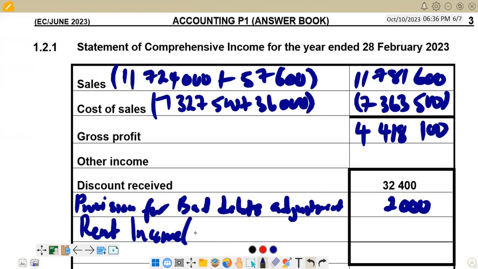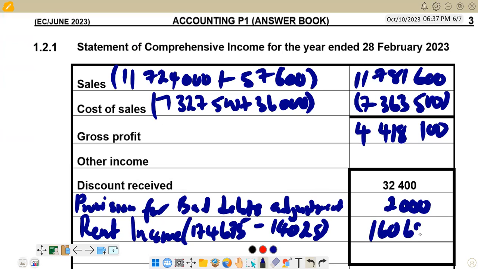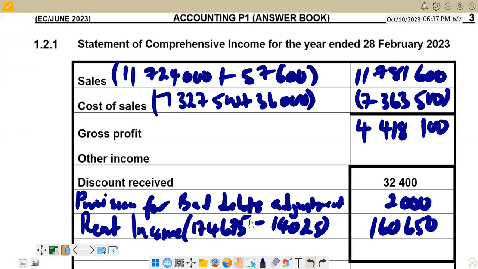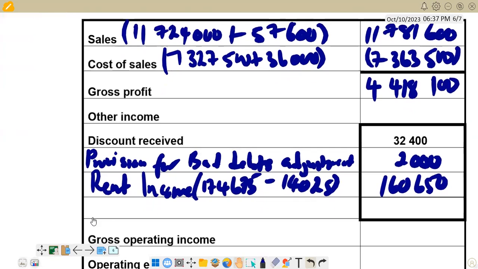Then in brackets, we just summarize the working, which is 174,675. Then you subtract the 14,025 that we calculated for March, and then you get 160,650. Right, so that's what we have there in terms of rent. Then we go back again to the question and try to see if we have got any other income in the list of balances.